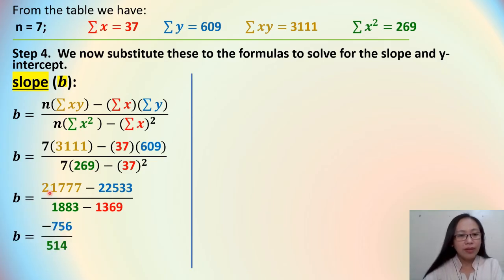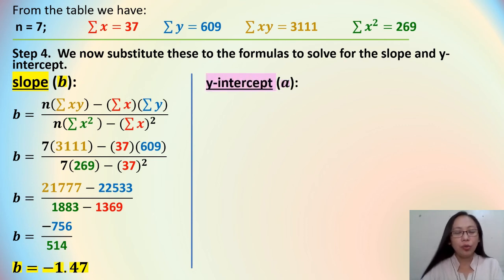So now 21,777 minus 22,533, that gives you negative 756. And for the denominator, 1,883 minus 1,369, that gives you 514. So dividing this, negative 756 divided by 514, that gives you b is equal to negative 1.47. And this is now our slope.